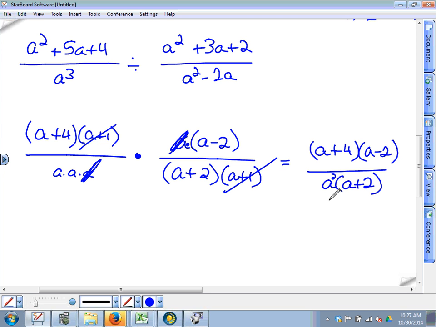But again, I need your eyes up here for a second. I'm only leaving it in this form because that's how your homework wants it. On the test, if all your answer choices have been multiplied together, like a squared plus 2a minus 8 over a to the third plus 2a, that's how they're going to want you to do it. So just look at your answer choices to see how far they want it. Okay?